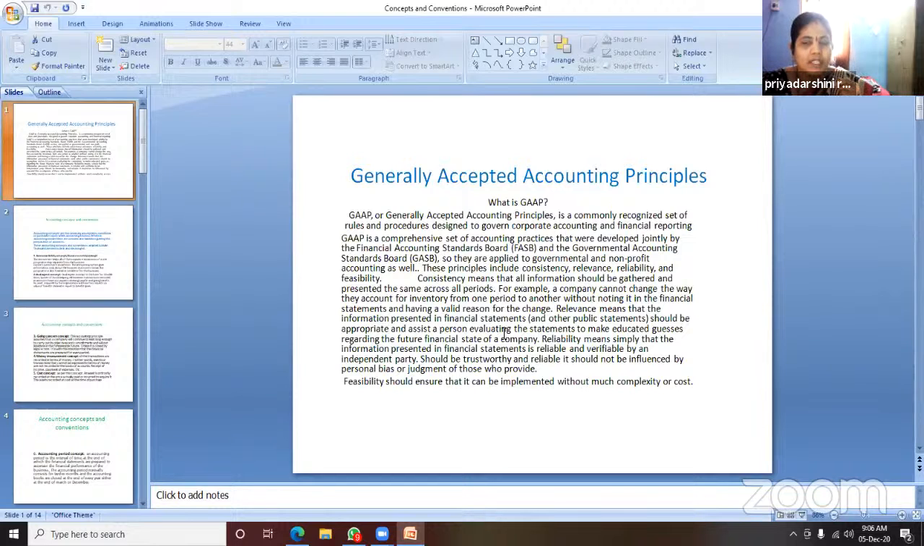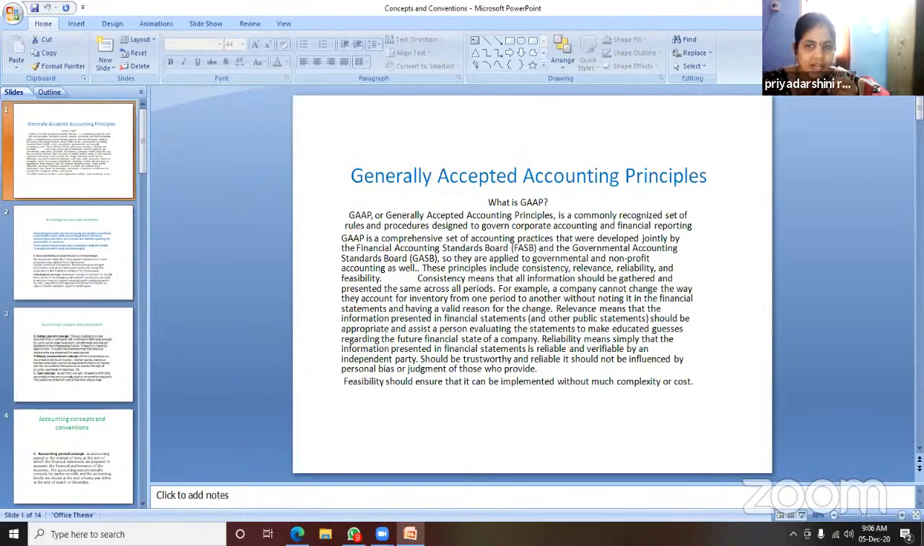So the accountant must provide relevant information to the users. For example, if they want to know about the assets, the value of the assets of the organization, the accountant should provide the complete picture of the assets, the value of the assets of the organization.